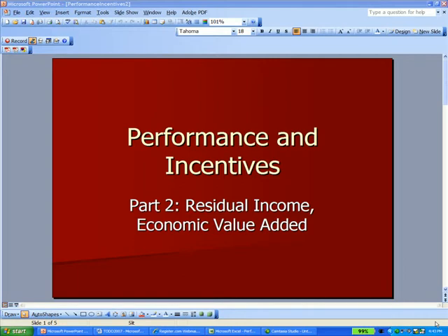Performance and Incentives, Part 2, Residual Income, Economic Value Added.